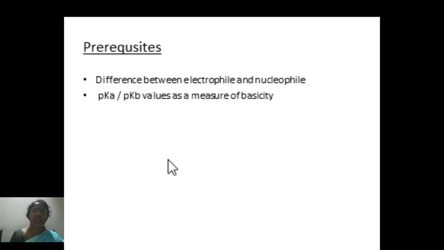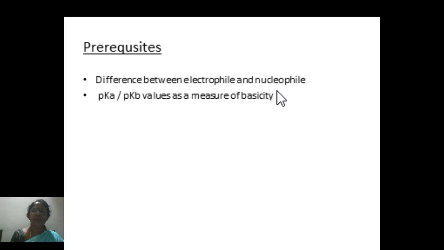Prerequisites to understand this session include differences between electrophiles and nucleophiles. In the previous session we have seen electrophilic substitution reaction of pyrrole, thiophene, etc. Electrophiles are electron deficient species and show affinity towards electron rich centers. Example: H plus, NO2 plus, Cl plus, etc.